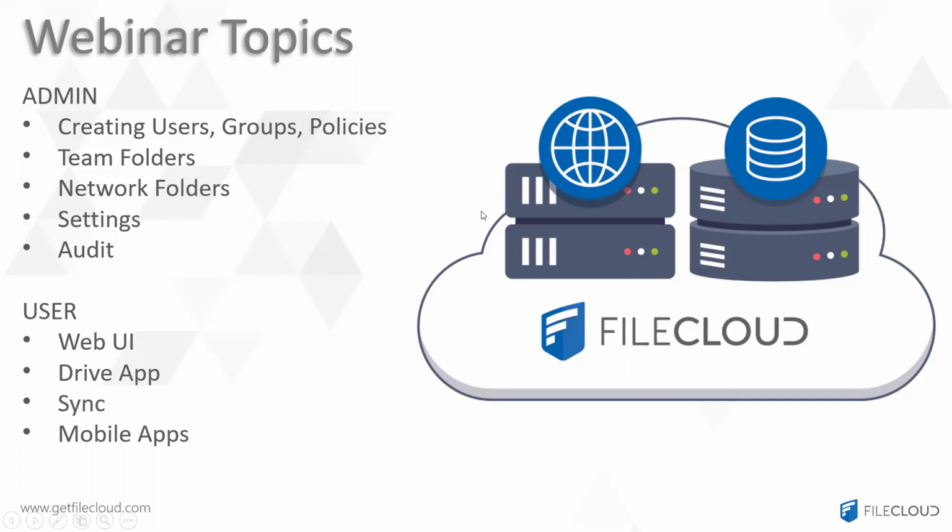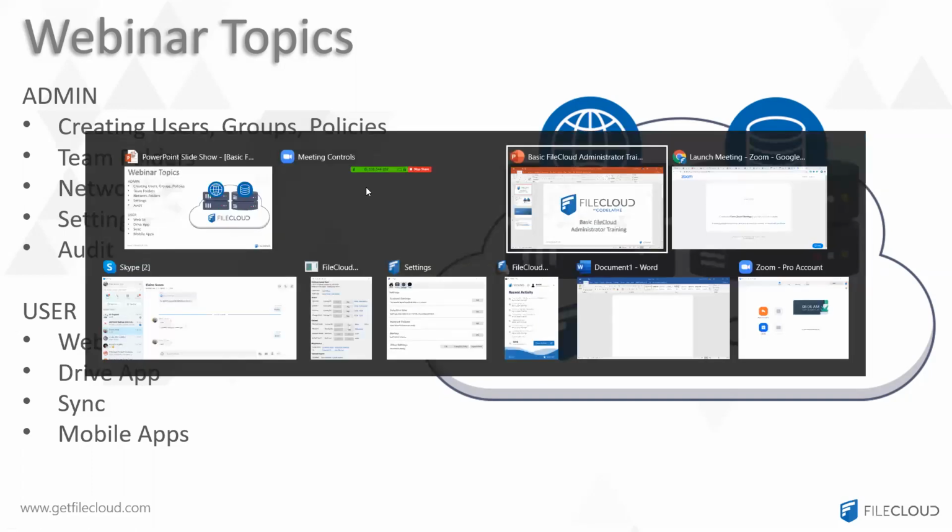For this demo, I already have a FileCloud server installed. You can use most of these features on a FileCloud server or a FileCloud Online option. The only thing that you don't have on FileCloud Online is the network folders, so keep that in mind in case you're wondering why it is not showing up for you. Okay, so let's get started.